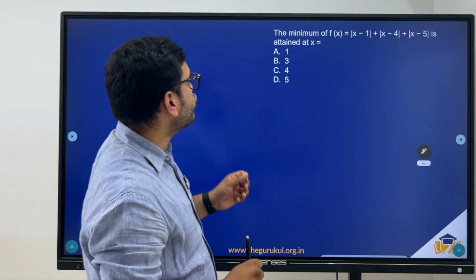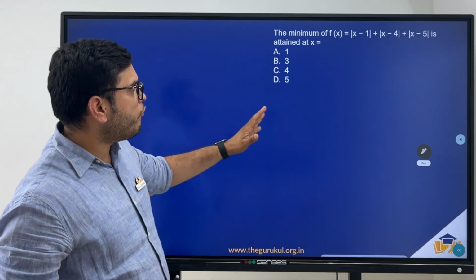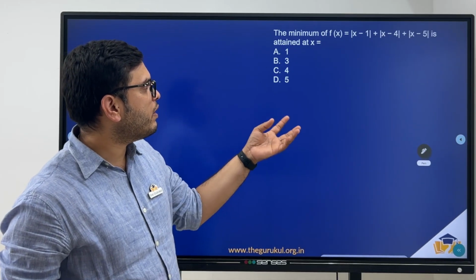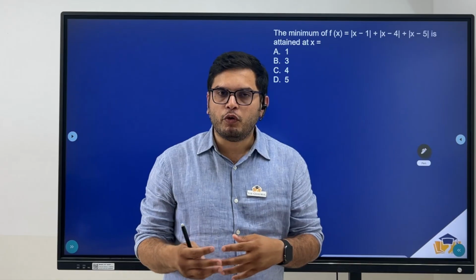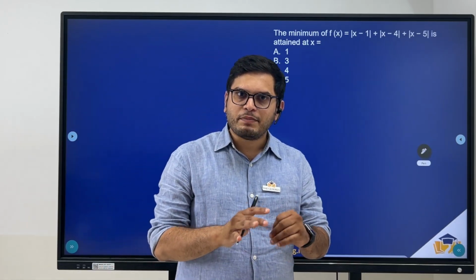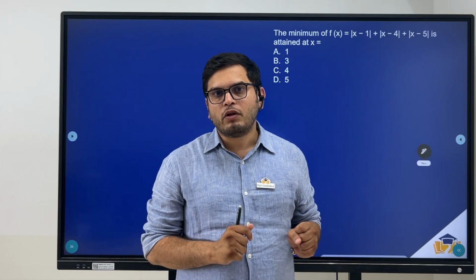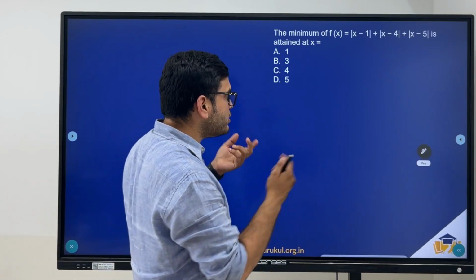Now coming to the fourth question, the minimum value of f of x is equal to mod x minus 1 plus mod x minus 4 plus mod x minus 5 is attained at x is equal to, right? Now whenever you come across these types of questions from modulus, always use the distance concept to solve these types of questions. Now what is distance concept?